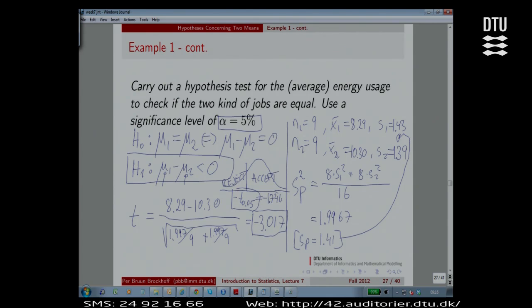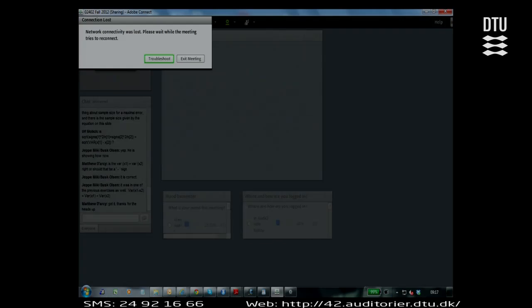Because my computed t is, since the minus 3.17 is further out to the left compared to the critical value, I do what? How many things I should accept it to be a fair deviation? It's not pretty big. I accept the null. I'm not too far away from the null to accept.